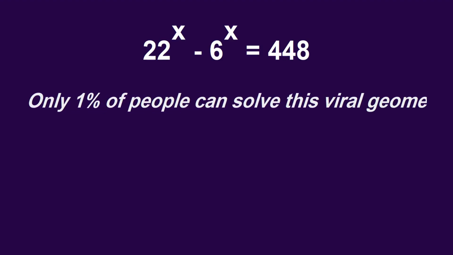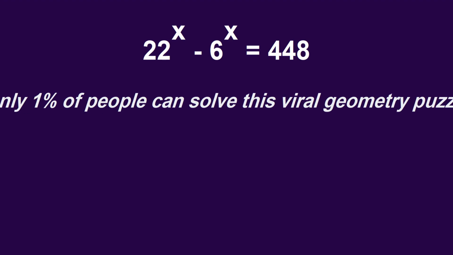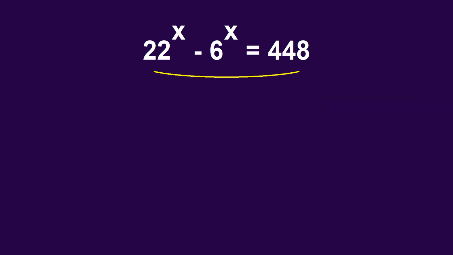In this video, we have this problem: 22 to the power x minus 6 to the power x equals 448, and we want to get the value of x. The problem might look difficult, but it becomes easier if you break down the number 448 into two numbers such as 28 times 16.